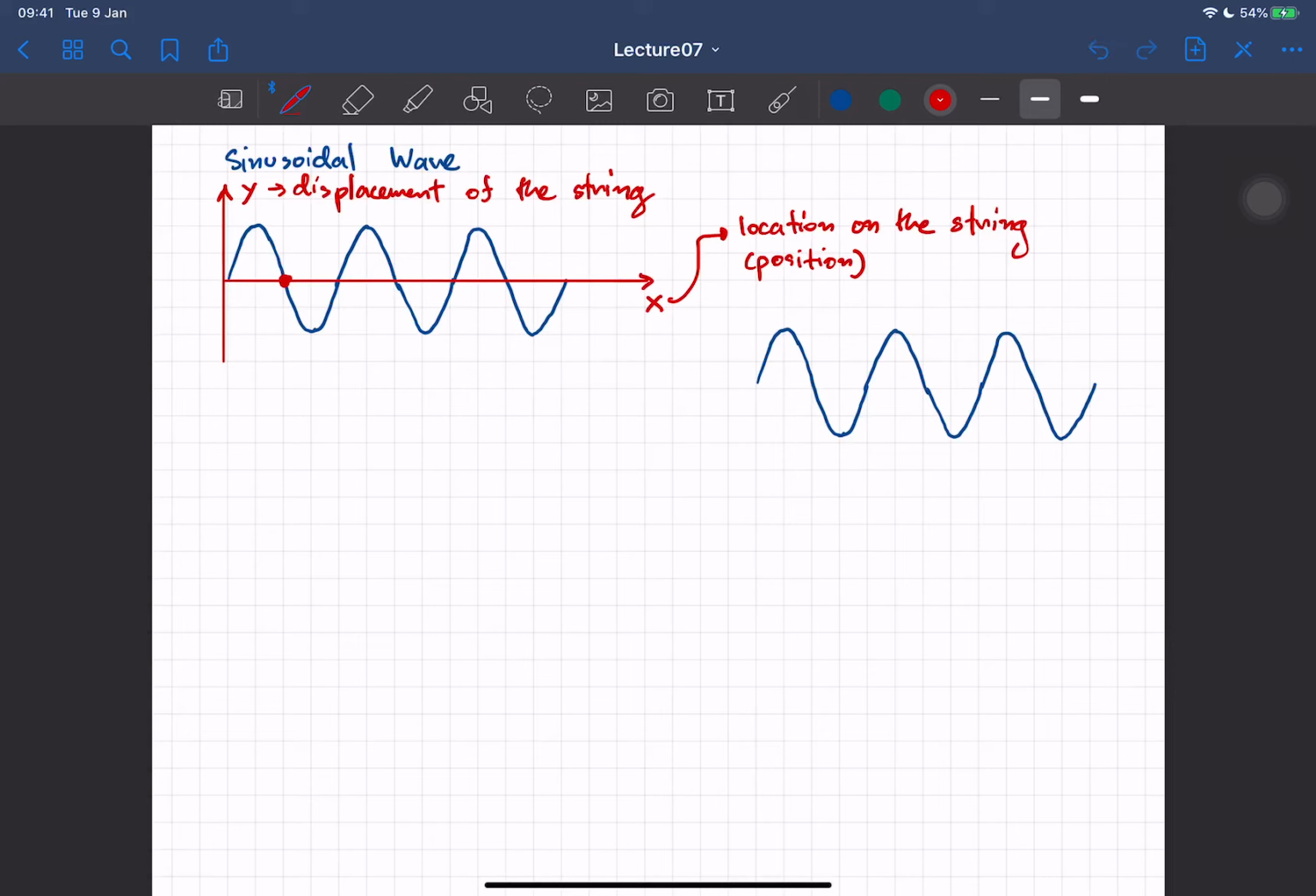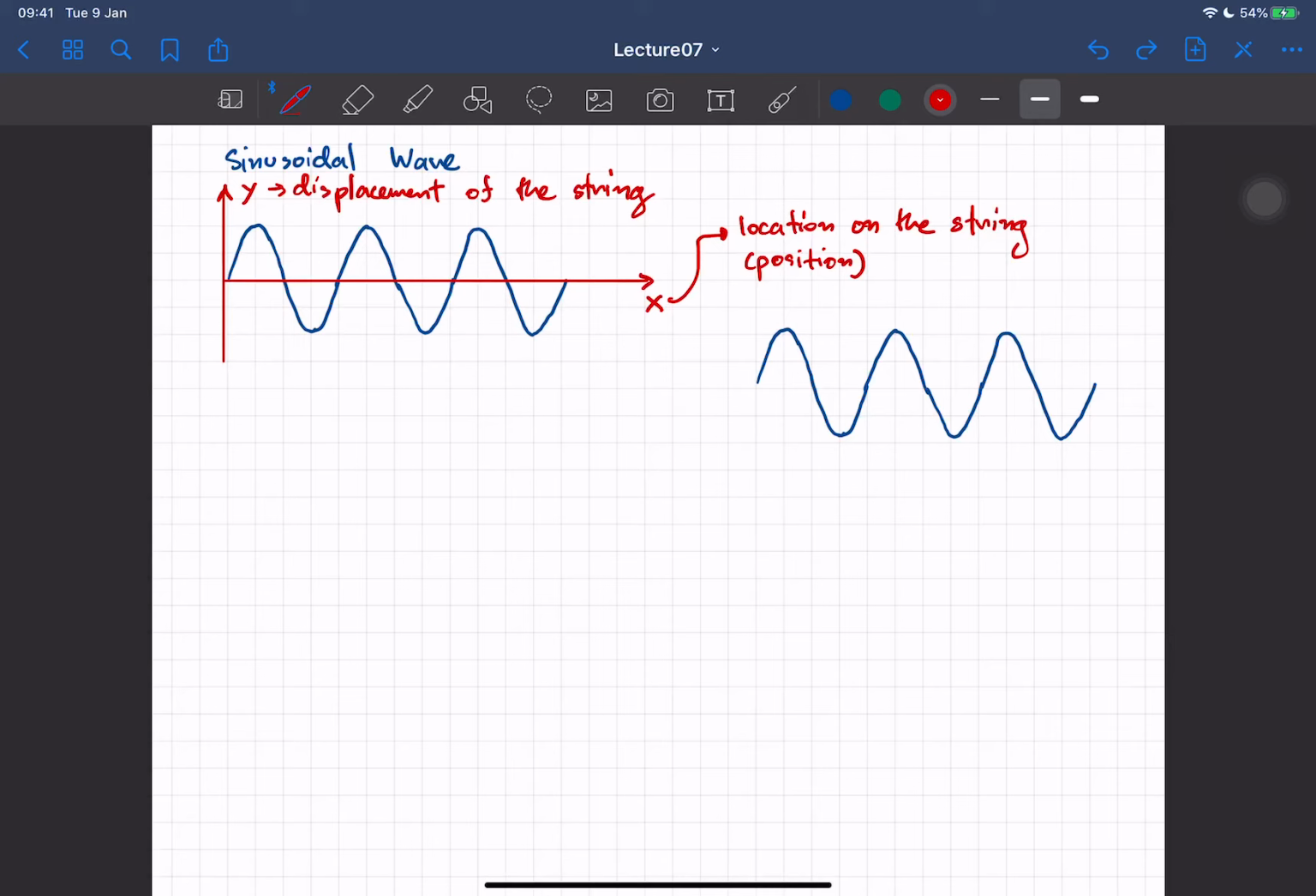okay? But as the time goes on, the wave is going to move, so the section of the string that used to have zero displacement will no longer have zero displacement. So it's going to move up and down. Okay. All right. So if this is a wave, it's not going to look like this for all the time, right?